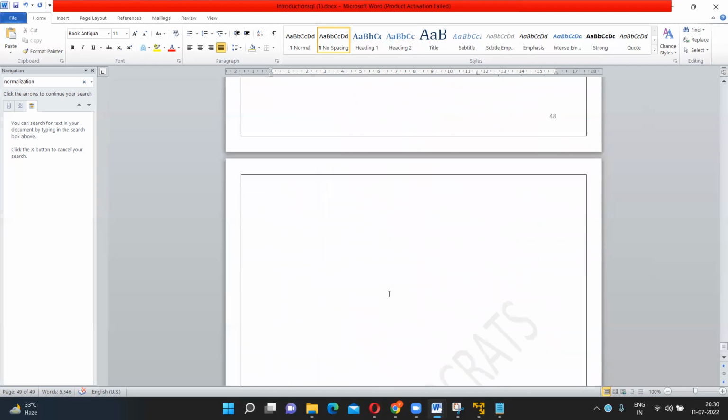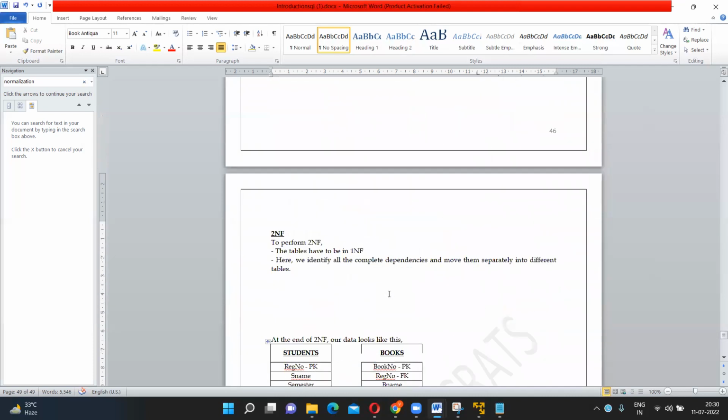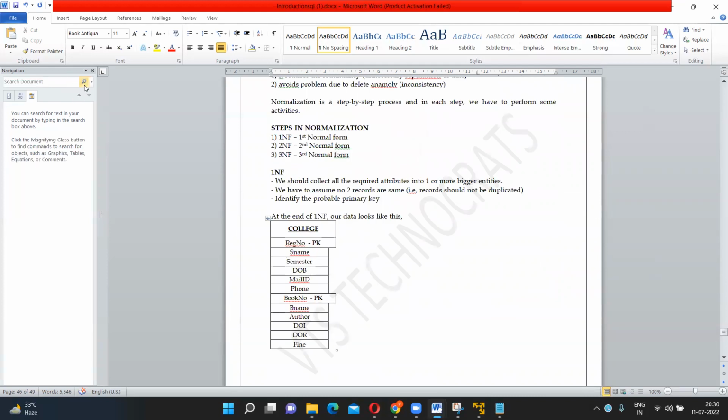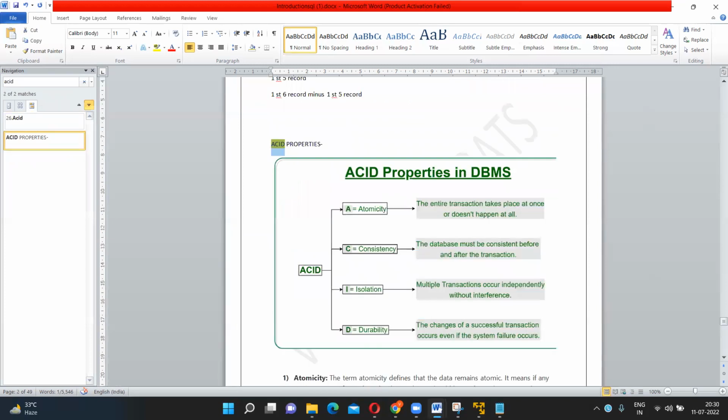Now, guys, two more theoretical things I want to take for you today. One is ACID property. Have you heard about that? What is ACID property? ACID means what, guys? Atomicity, consistency, isolation, and durability. Atomicity means the entire transaction takes place once or doesn't happen at all. That means once you write a SQL query, the entire query will get executed and you will get the value. It is not that you will get the value partially.